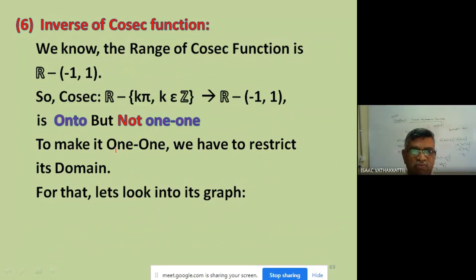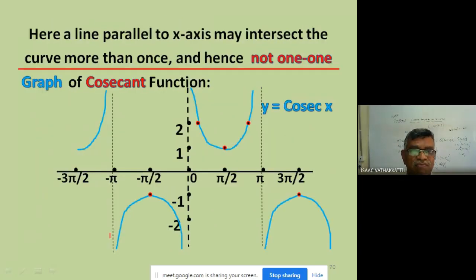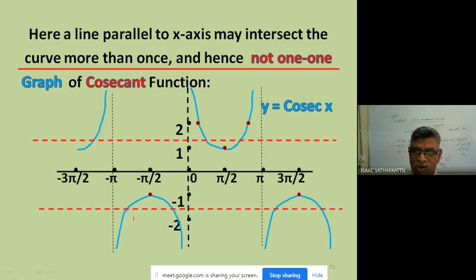What will you do to make it one-to-one? We restrict the domain. For that, we look into the graph. Graph of y equal to cosec x. It is not defined at integer multiples of pi. It is not defined at minus pi, not defined at 0, not defined at pi, not defined at 2 pi, and so on. So here the horizontal line will intersect more than once. So which portion do you take? Normally we cannot take 0 to pi, because there the horizontal line will intersect more than once.